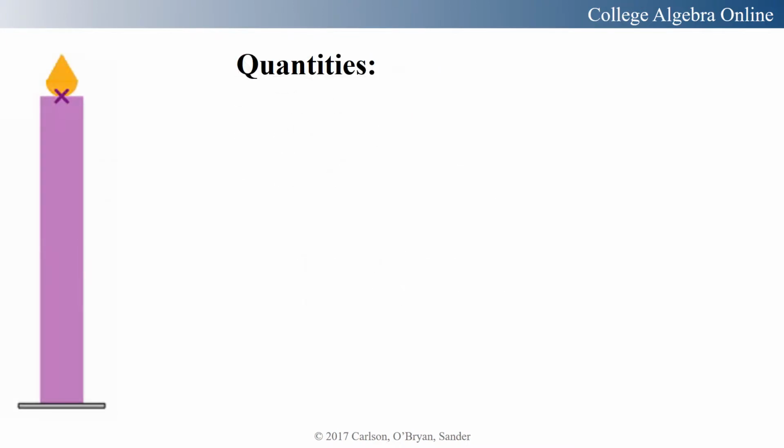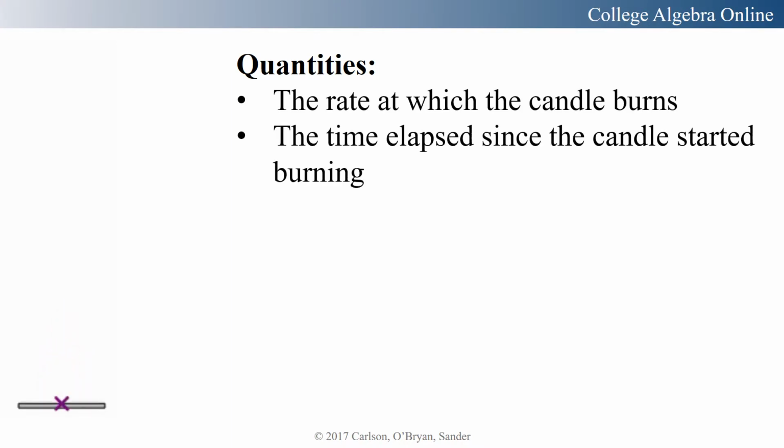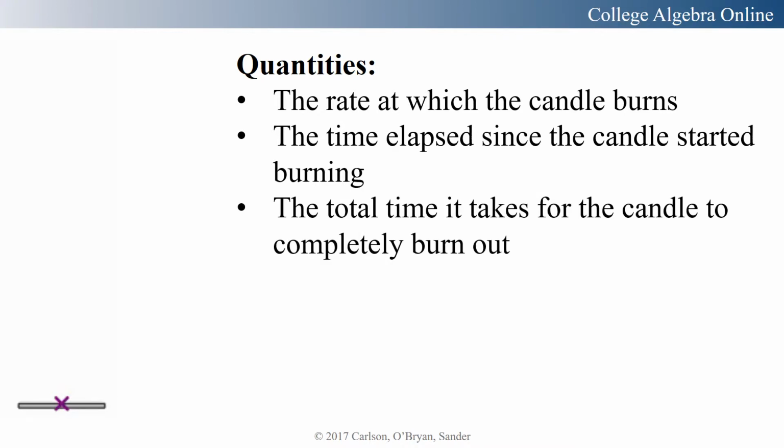There are additional examples of quantities in the candle burning situation that we haven't talked about yet. For example, the rate at which the candle burns is a quantity, as are the time elapsed since the candle started burning, and the total time it takes for the candle to completely burn out. When we know how to measure these quantities, we could talk about the relationship between these quantities as the candle burns. We will return to these quantities later in this course.